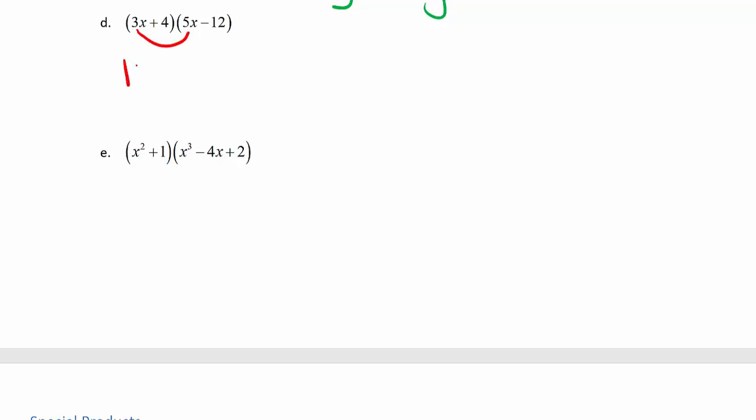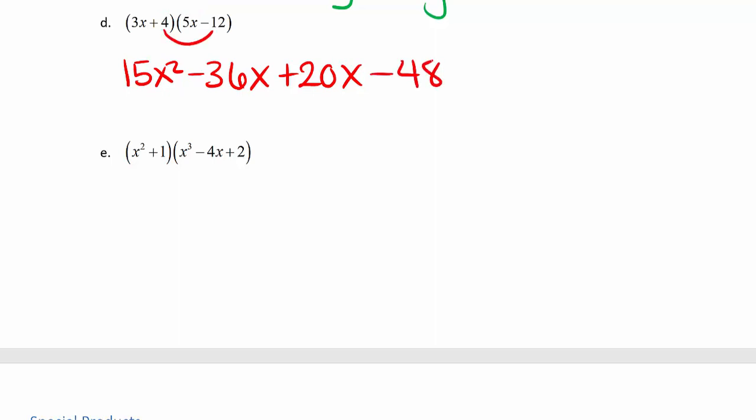Example D, the first would be 15x squared. The outer is minus 36x. Inner plus 20x. And last is minus 48. Once again, I combine like terms to get my final answer, 15x squared minus 16x minus 48.